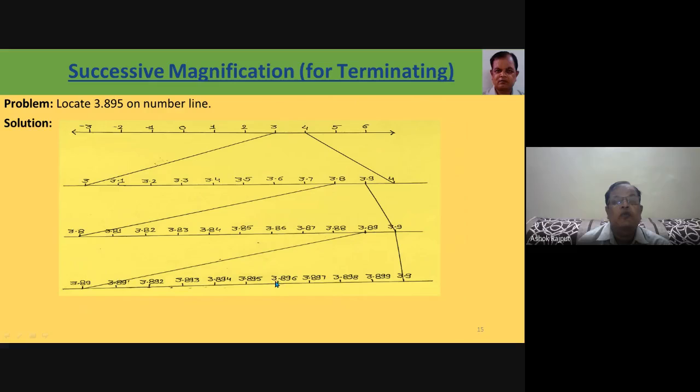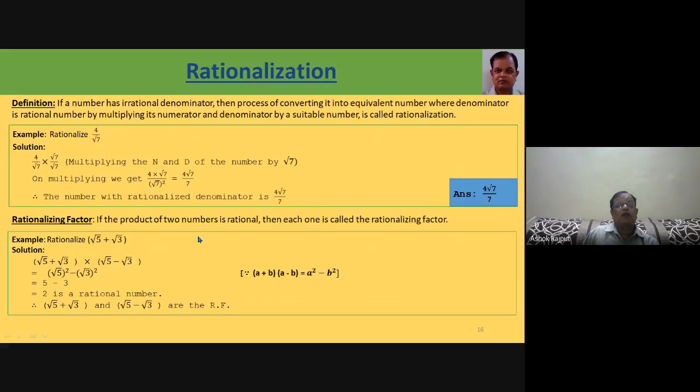So this way we can write the numbers on the number line. Now if numbers are terminating, then we will show them on number lines by this method. Now next, rationalization. How do we rationalize a number?